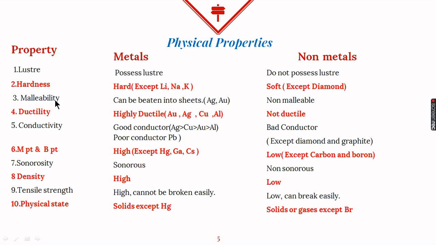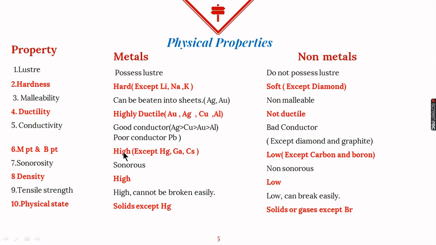Next property is malleability. All metals are malleable while non-metals are non-malleable. Metals are ductile, non-metals are non-ductile. All metals are good conductors of heat as well as electricity, while non-metals are bad conductors of heat and electricity. There are two exceptions. Diamond and graphite, they are good conductors of electricity.